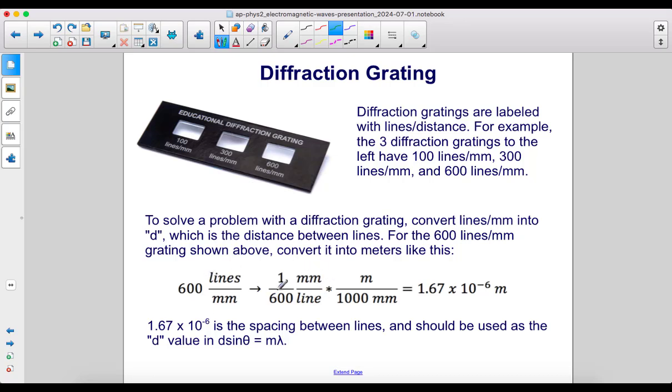We have 1 over 600 millimeters per line. Then we want to convert millimeters into meters. So we'll use the conversion factor. So we see it's 1 over 600 times 1,000. That's a huge denominator. That's how little space there is between the lines. 1.67 times 10 to the negative 6 meters. That's the spacing between the lines, and that's what you're going to use as d in the equation d sine theta equals m lambda.